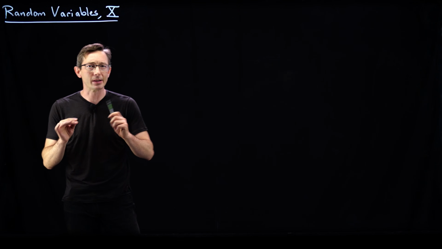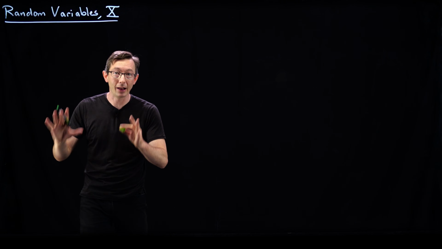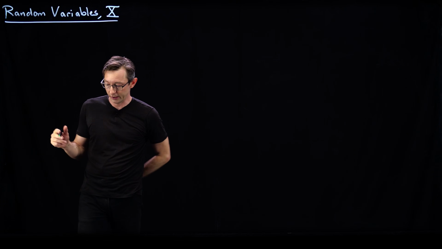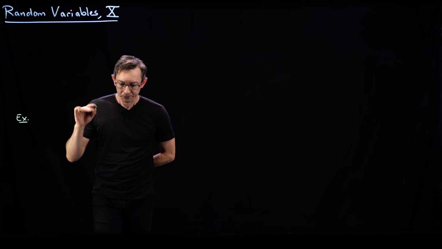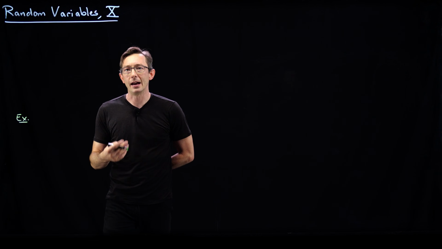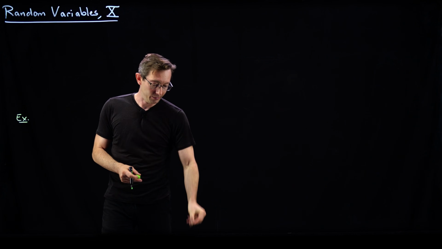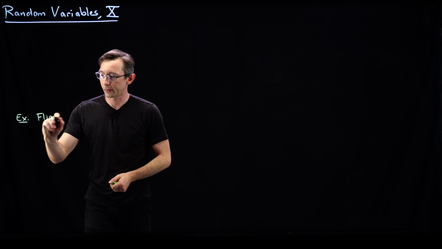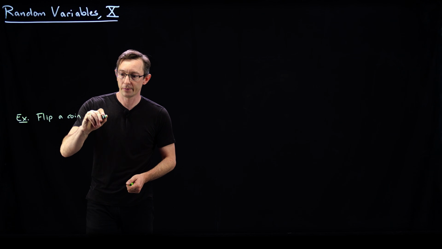Okay, so I'm going to give you some examples. In fact, let's just start off with an example and then define what we mean by x and give a more formal definition. So a good example is, let's say that I am flipping my fair coin. Remember, I have my fair coin here. So I'm going to flip a coin 4 times.